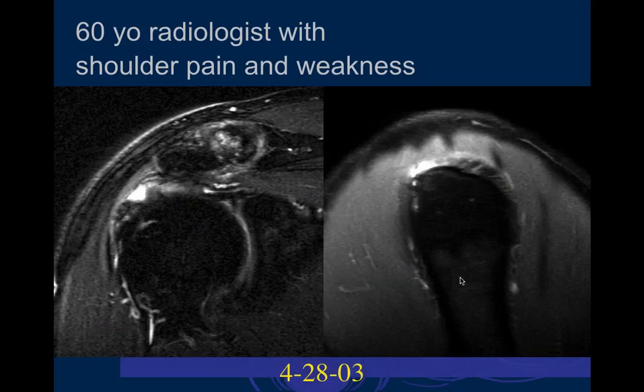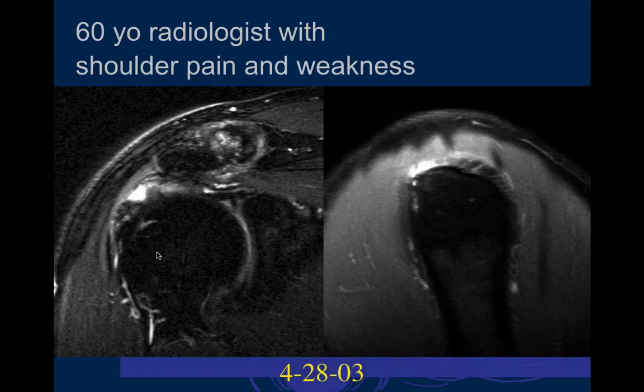Okay. Let's see. Here's another case. Dashali, what do you think of this case? A 60-year-old radiologist with shoulder pain and weakness. We have coronal and sagittal PD fat sat images. And within the anterior fibers of the supraspinatus tendon, you can see a full thickness defect.